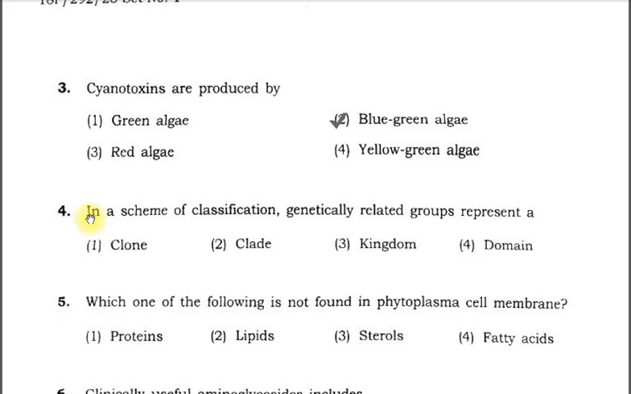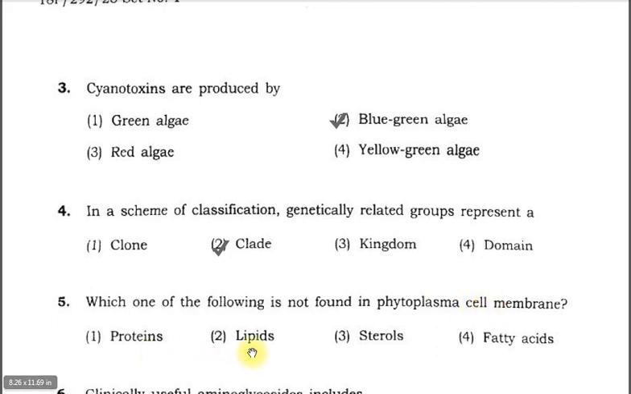The question number 4, in a scheme of classification genetically related groups represent are: 1. clone, 2. clade, 3. kingdom, 4. domain. The correct answer is clade. Clade constitutes all the similar phylum. They are monophyletic.